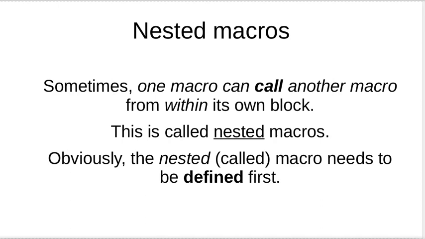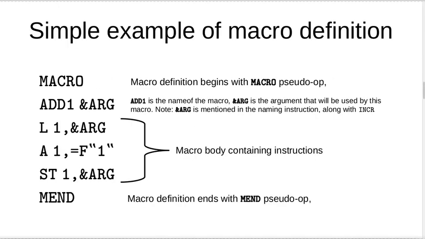Obviously the nested or called macros need to be defined first. As I said in the previous slide, the first step is to define the macro properly, and then we can think about calling it. A similar thing follows for nesting, and we will go through the problems and solutions in the coming slides. So let's take a simple example of a macro definition. This is another example, not the same one as we used previously. Let's go through it once more to recapitulate the structure of a whole macro definition.